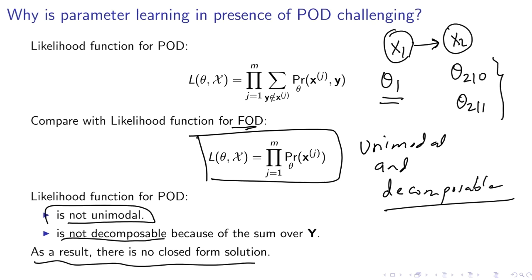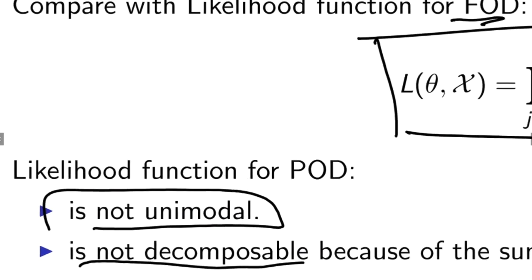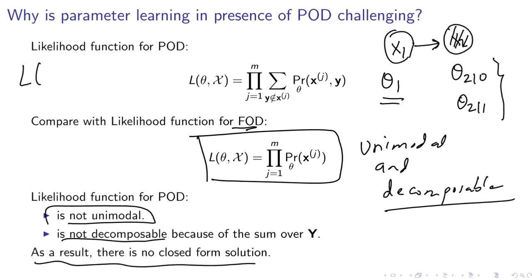This is because the likelihood was unimodal as well as decomposable. In the partially observed data case, let us assume that x2 is the observed variable and x1 is always hidden. So I'm just going to shade x2. So the likelihood will now be defined just over x2, which is nothing but, let's say we have d data points, the probability that x2 takes the value x2I in the data set.